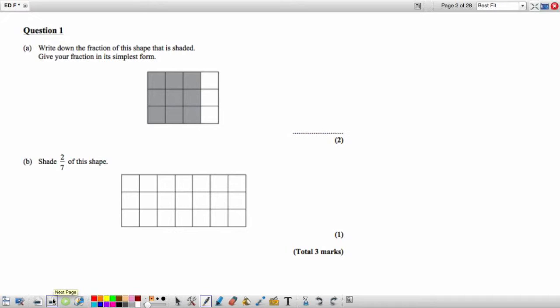Question 1. Part A. Write down the fraction of this shape that is shaded. Give your fraction in its simplest form. We can see here that we have 9 out of 12 squares shaded. This fraction is divisible, our numerator and our denominator, by 3. So in its simplest form, it is 3 over 4, 3/4.